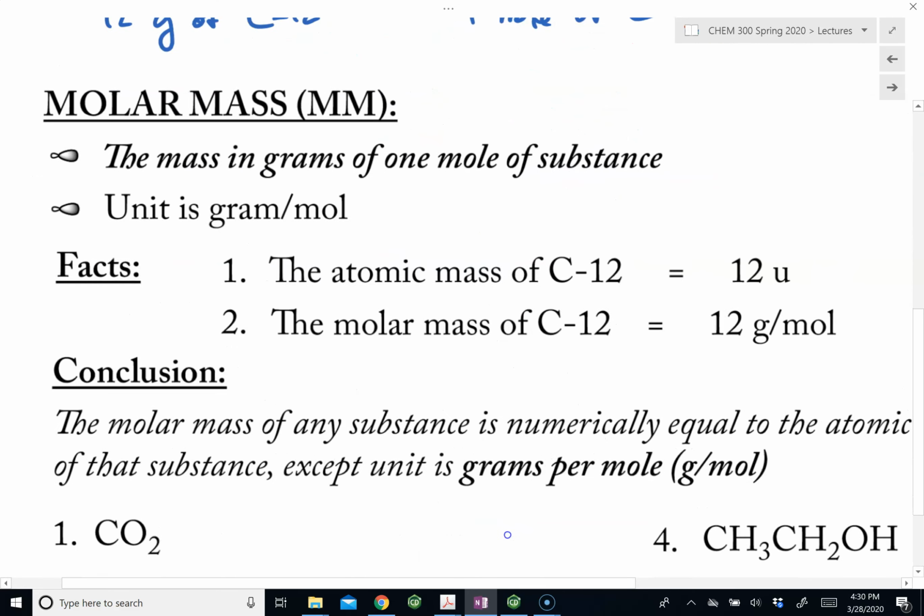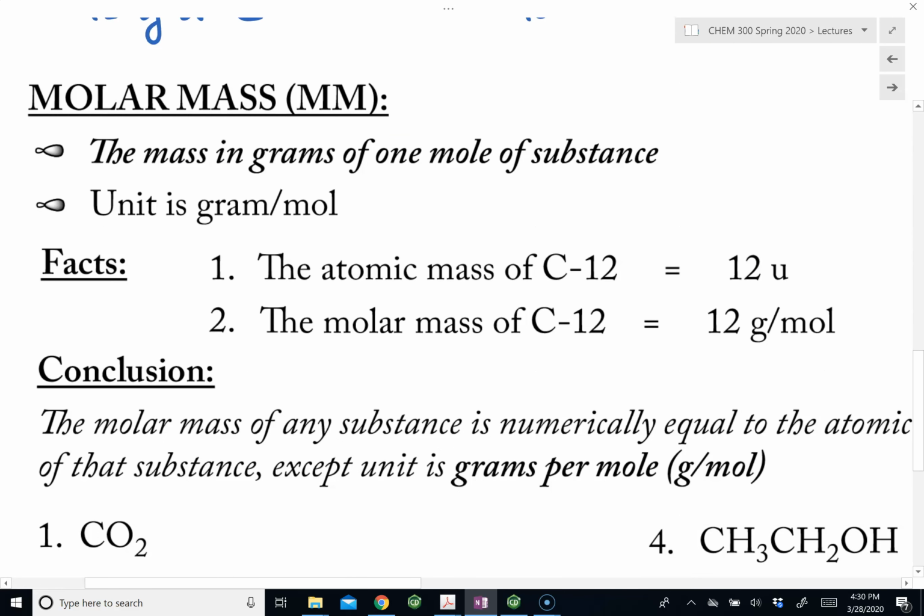And now let's go over the concept of molar mass. What is the molar mass? As its name implies, the molar mass is the mass of a mole of substance. So the mass of 1 mole of a substance is known as the molar mass. It is the mass in grams of 1 mole of a substance.